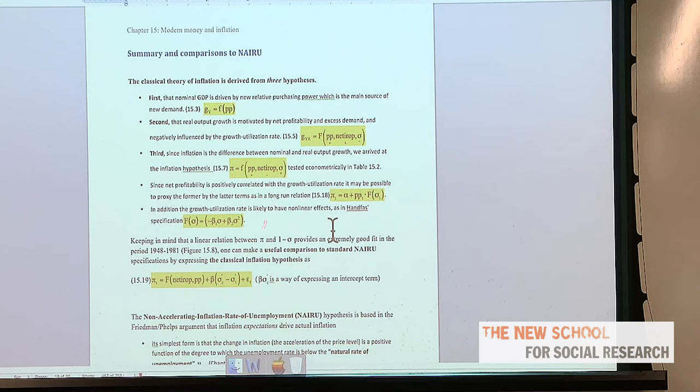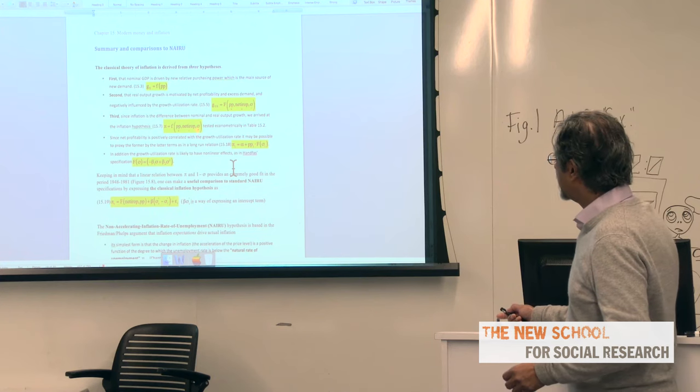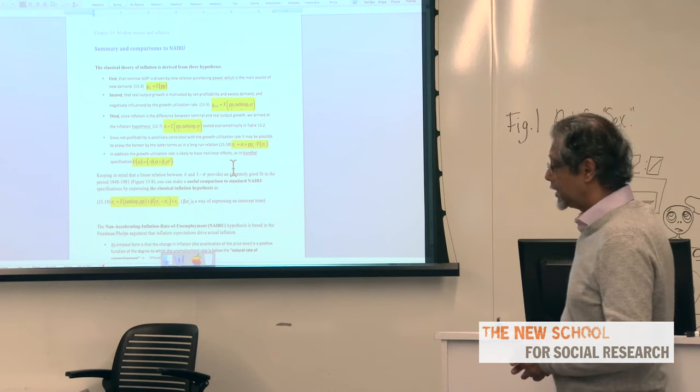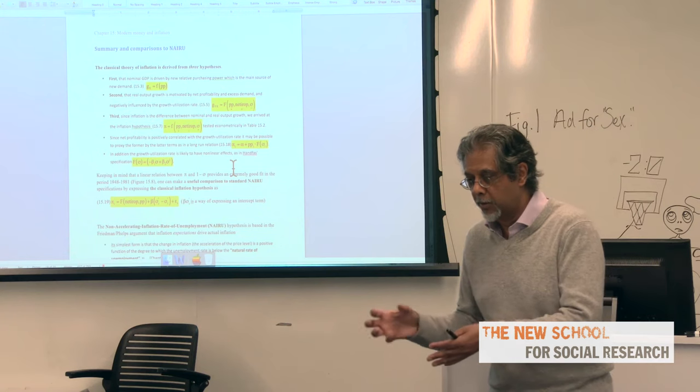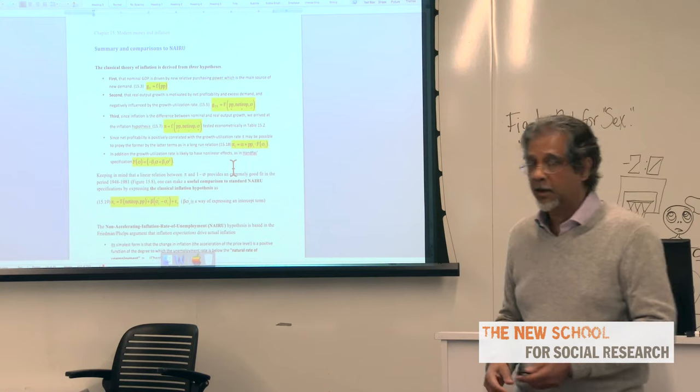So you have an implicit theory of inflation, positively related to purchasing power, negatively related to profitability, because the higher the profitability, the more pull will go into real growth rather than inflation, and positively related to the growth tightness, because the tighter the economy, the more the pull on it through demand will go into inflation rather than into real growth.